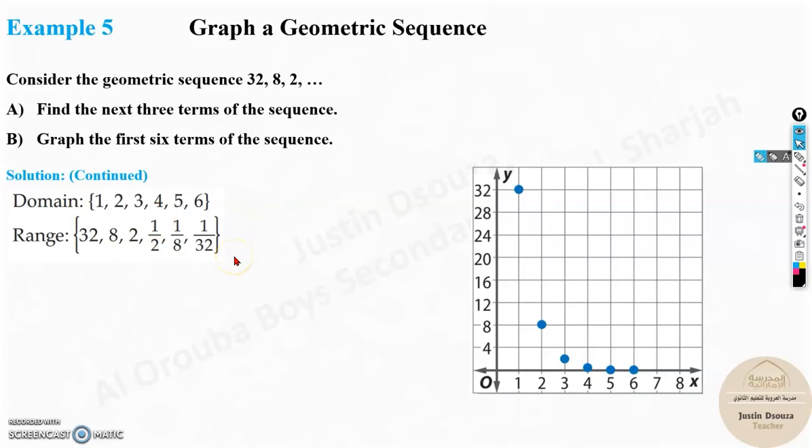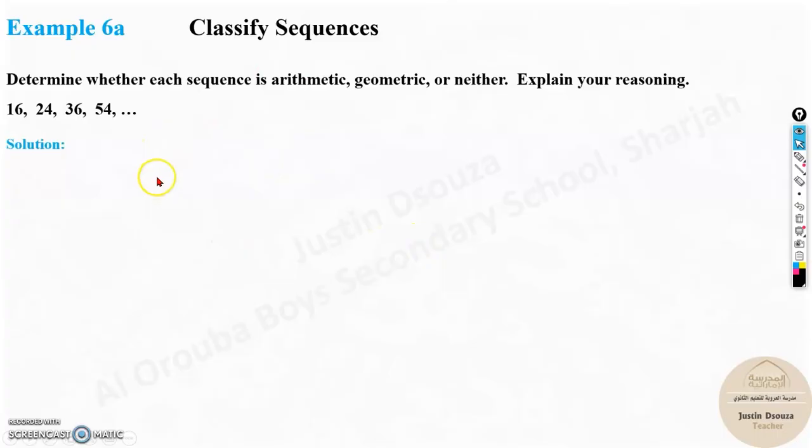It's very, very straightforward. And the last type of problems in this is to classify these sequences. You have been given various sequences and you need to work them out and find whether each is arithmetic, geometric, or neither. Let's do them one by one.